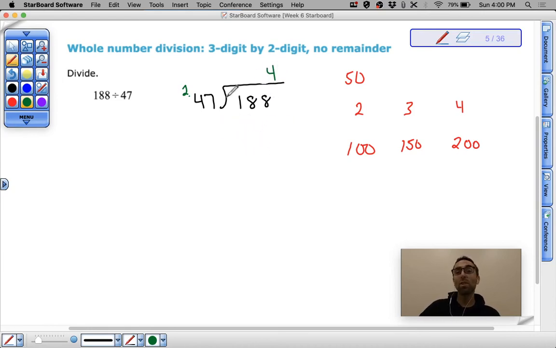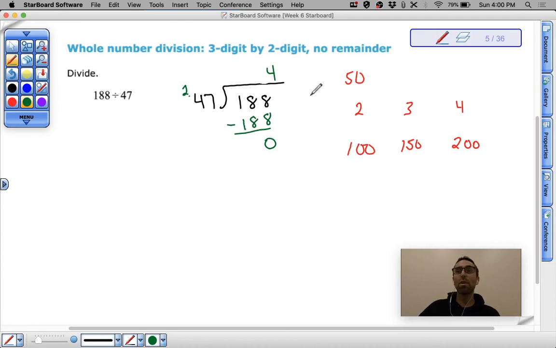How many times can 4 go into 7? 4 times 7 is 28, so I have my 8 here. The 2 is still over here from last time. 4 times 4 is 16, plus the 2 is 18. Now I have the same exact number and a 0, so it all works out.